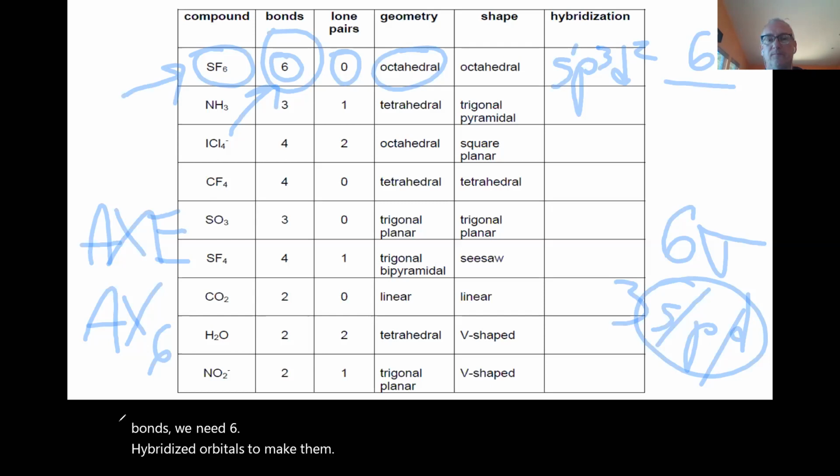So, Professor, quick question. When we're doing the hybridization, so we're counting each valence electron, and then from there, that's when we get the hybridization.